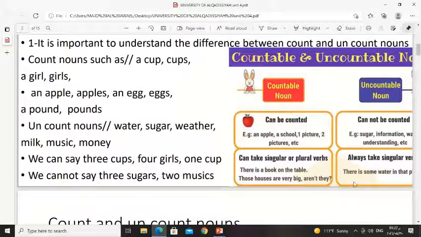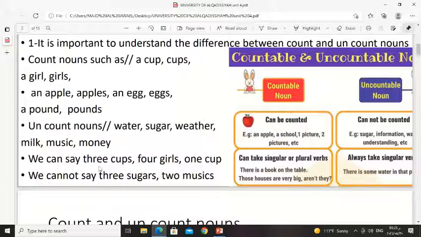Uncountable noun: There is some water in the bottle. Here, countable nouns can take singular or plural verbs. There is a book on the table. There are 3 books on the table. Book is a countable noun, we can put it in singular form or plural form.